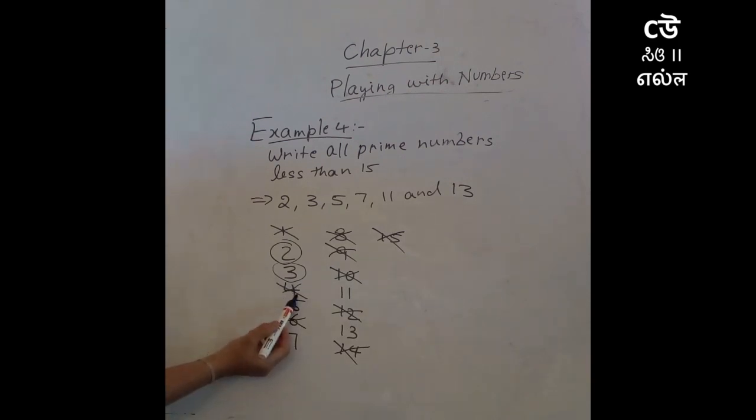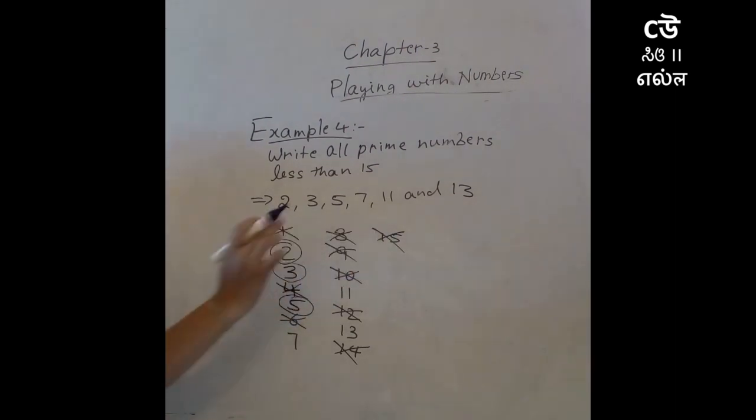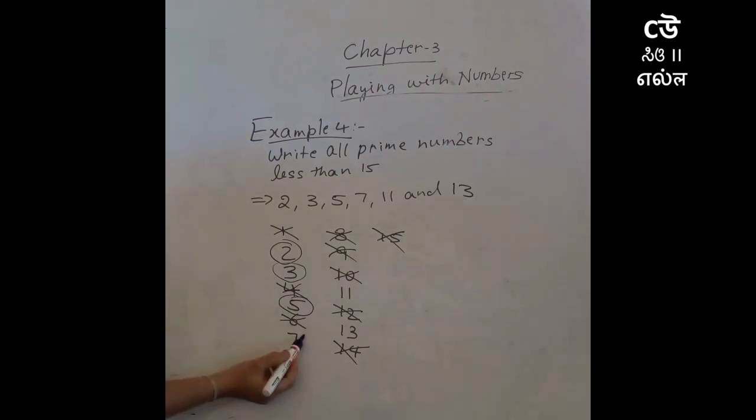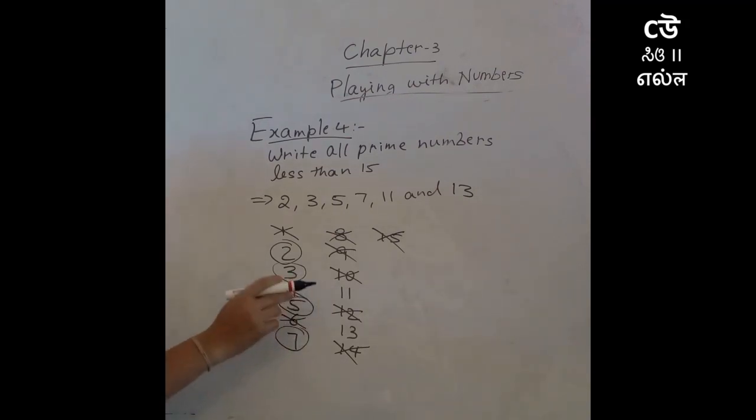Next, the leftover number is 5. Right? So the same procedure, you have to cross out all the multiples of 5. So what are the multiples of 5? 5 1s are 5, 5 2s are 10. 10 is already crossed, so you don't need to consider again. Then 5 3s are 15, 15 is already crossed. Next, the next number we have is 7. So you have to cross all 7 multiples. So 7 1s are 7, 7 2s are 14. 14, right? It's already crossed, so you don't need to consider it again.